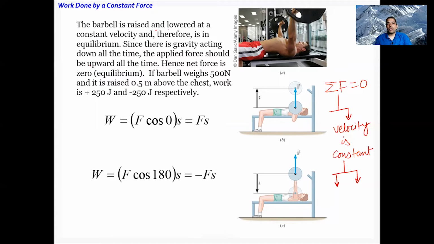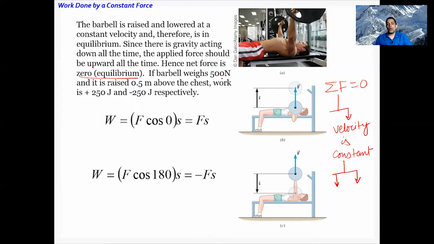So the barbell is raised and lowered at a constant velocity, therefore it is in equilibrium. Since gravity is acting down all the time, you have to apply the force upward all the time because gravity always pulls it down. If you do not apply force up, then you cannot hold the object, right? So since gravity is always downward, you should apply the force always upward. When you raise it, you have to apply the force upward. When you lower it, still you have to apply the force upward, because gravity is always down.